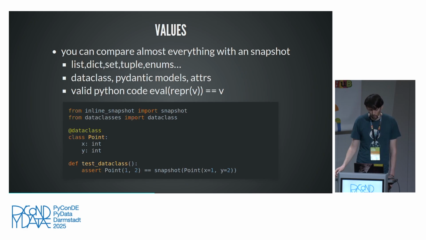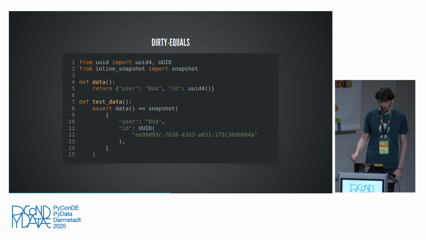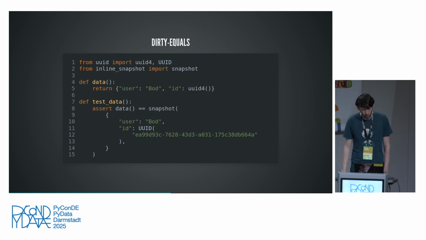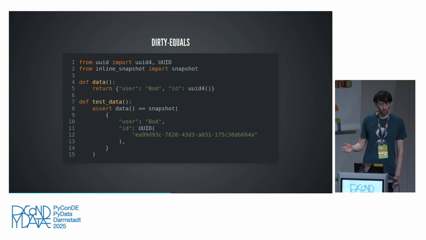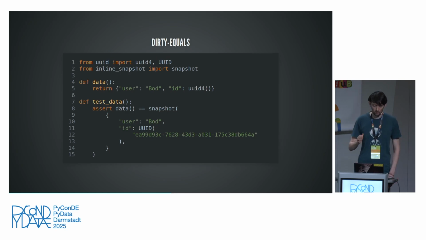The example below shows how a data class is stored inside the snapshot here. Well, the code before talked about .equals. If you don't know, .equals is a library which is really useful for cases like this.